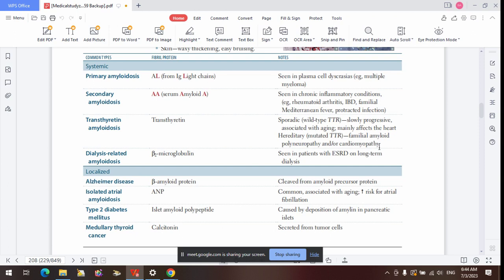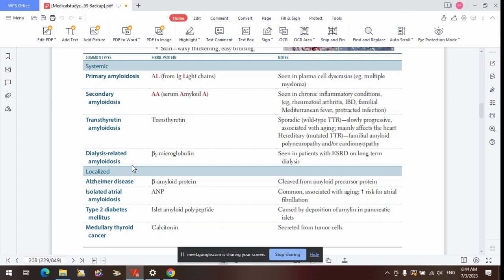The last one for the systemic is the dialysis associated or dialysis related amyloidosis. And the amyloid protein that is accumulating in that one is beta 2 microglobulin. We said it's very commonly seen in individuals that have end-stage renal disease or CKD and are placed on hemodialysis. What hemodialysis is doing is to help them remove the waste products in the blood and filter them out so they can be excreted.